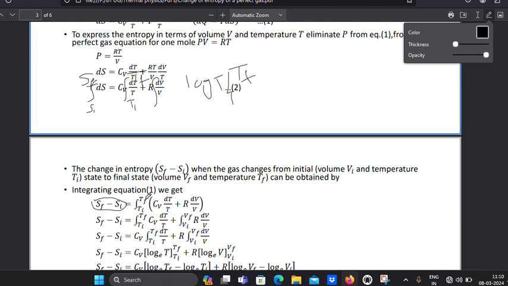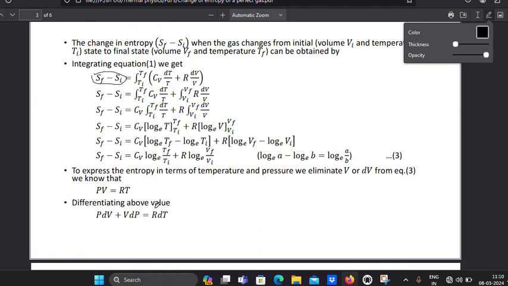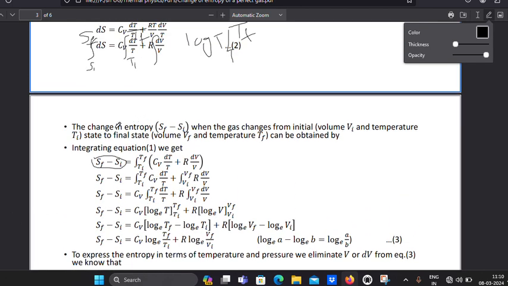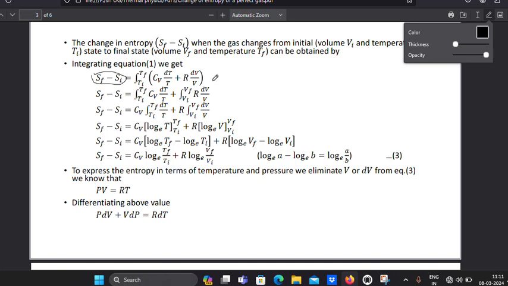See here this side. Now see, come this side. Before that, let me read it. The change in entropy, S final minus S initial, when the gas changes from the initial state to the final state. The initial volume is V initial, the temperature is T initial, the final volume is V final, and the temperature is T final, can be obtained by this. So like this we can obtain.